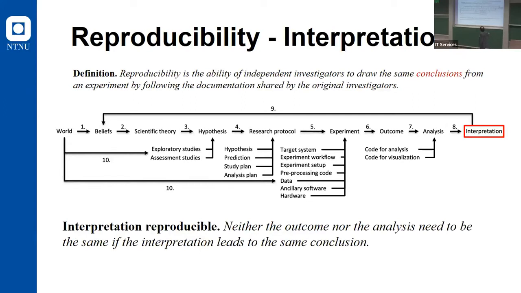Finally, I can even change the analysis. I can use different metrics than you do. And even if I change the metrics, I can still interpret them in the same way. Maybe you say that algorithm A is better than B. And I say, yeah, using my metrics as well, I get the same conclusion. I don't have to change my belief. Your hypothesis was accepted when I did it, even.